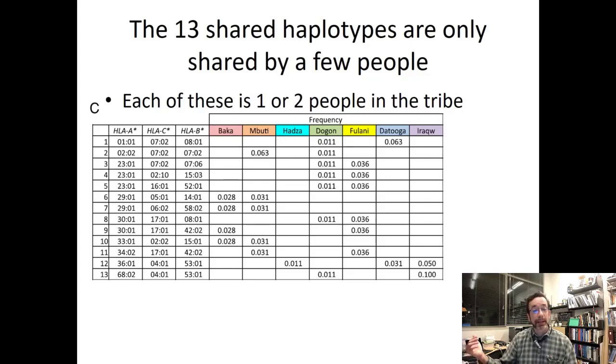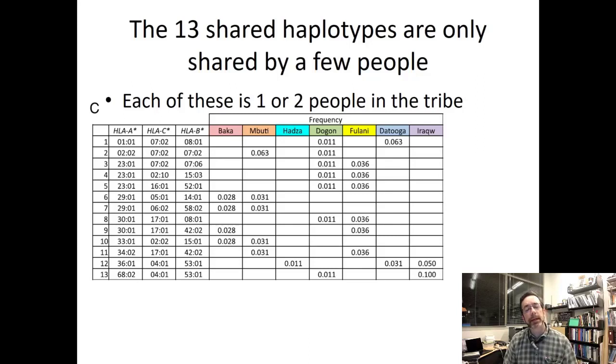But they didn't, and if you look up in the Mbuti, you see that 6.3% of the people in the tribe had a different haplotype, haplotype 2, a particular combination of A, C, and B. And that means 2 people had it. So these numbers are a little more complicated than they need to be, but you can look up and down, you can see these numbers are all small.